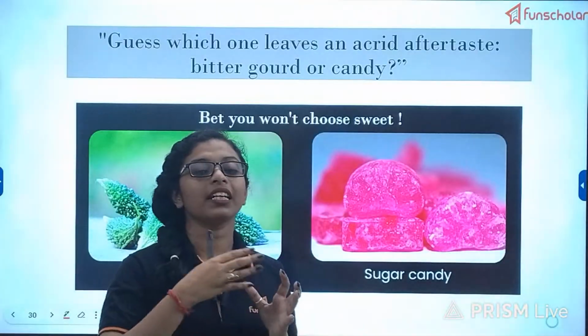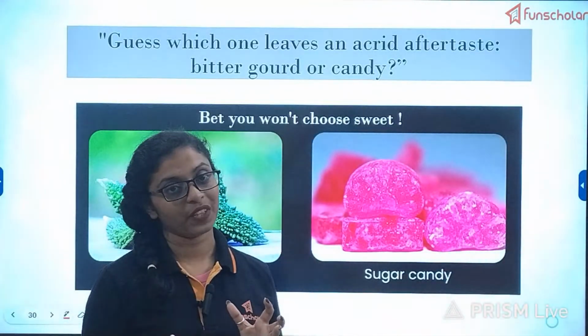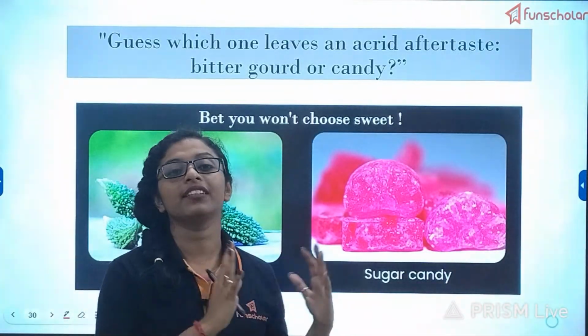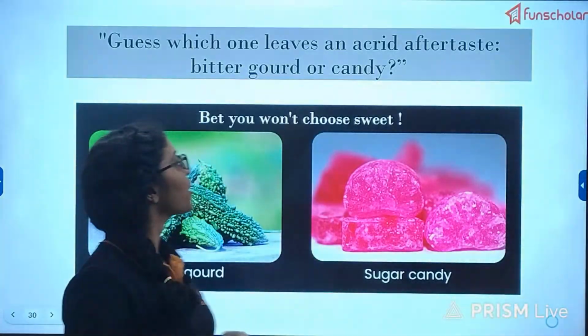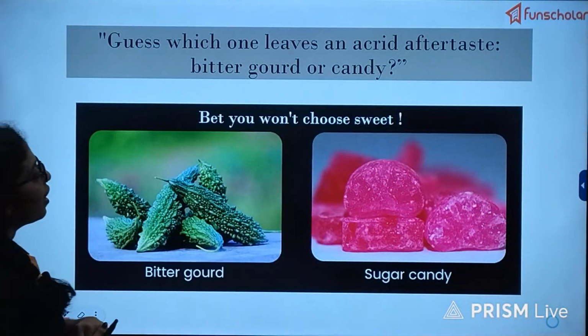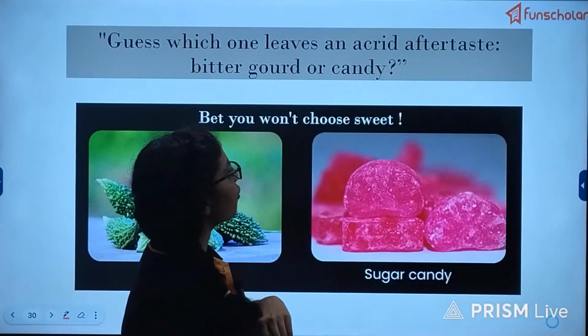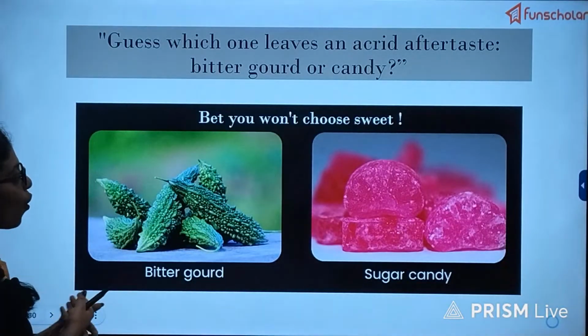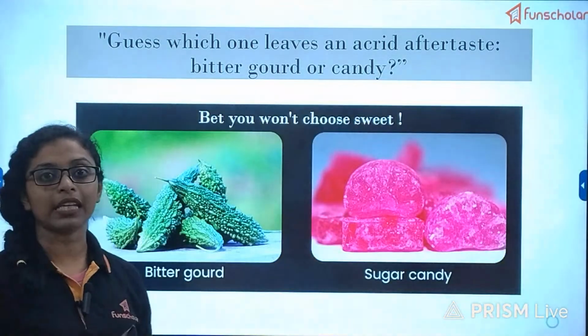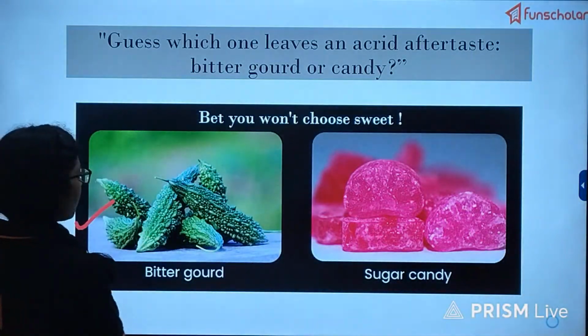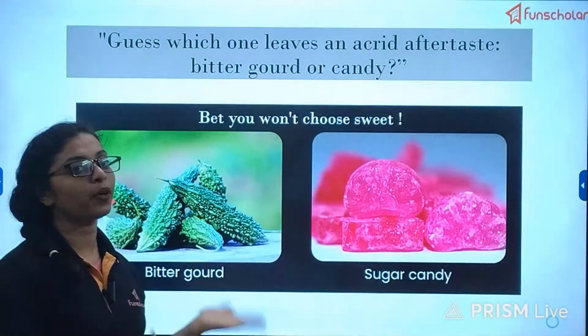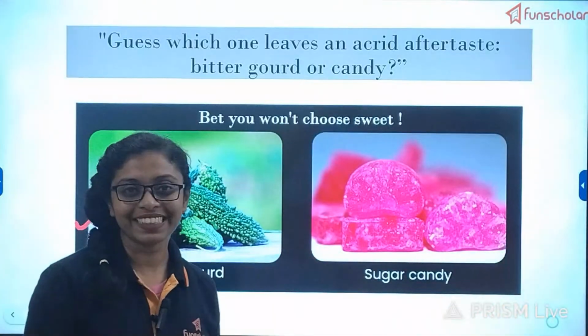So the bases usually taste bitter. It does not taste sour, it does not taste sweet, but bitter. So guess which one leaves an acrid aftertaste, bitter gourd or candy? What do you think is the answer? Definitely this one. Am I wrong? If I'm wrong, please correct me in the comment section.